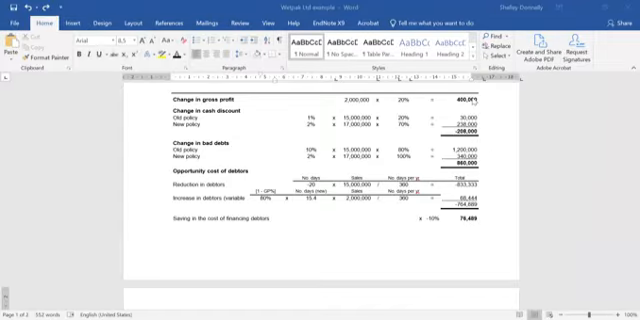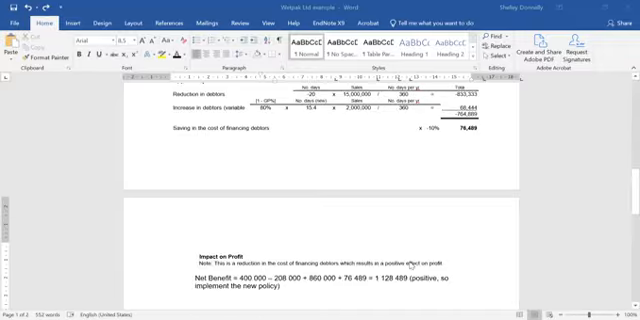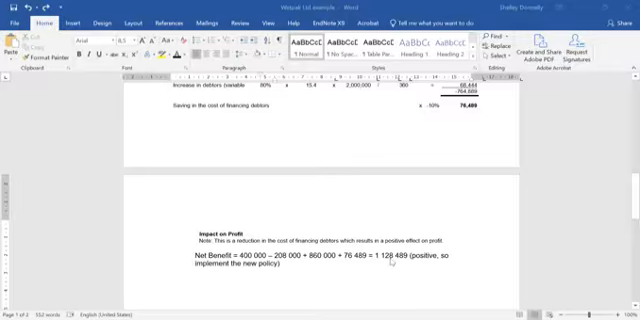All right, so we've got a positive change in gross profit. We've got an additional cost of the discount. We've got a positive change in bad debts, a reduction in the bad debts, which is a good thing. And we've got a saving in the cost of financing debtors. So all of those together will give us a positive 1.125 or 128 odd million. Because it's positive, it's going to be worthwhile to implement the new policy.